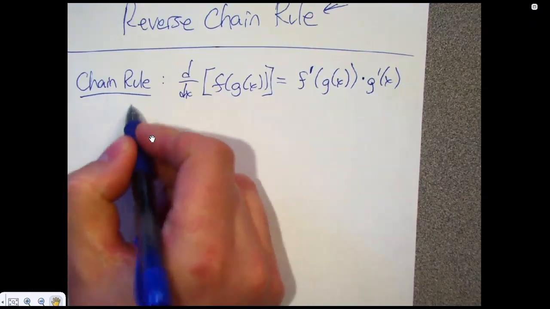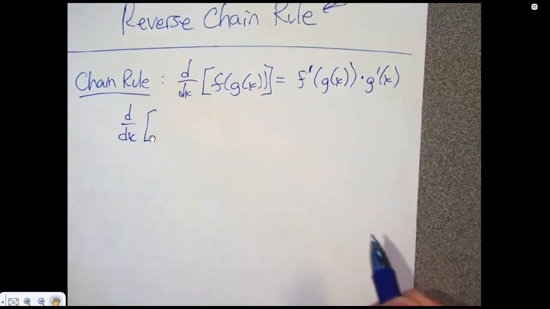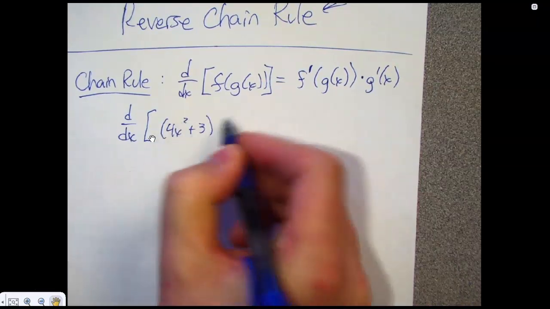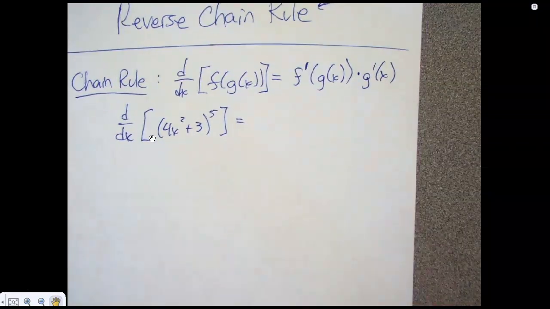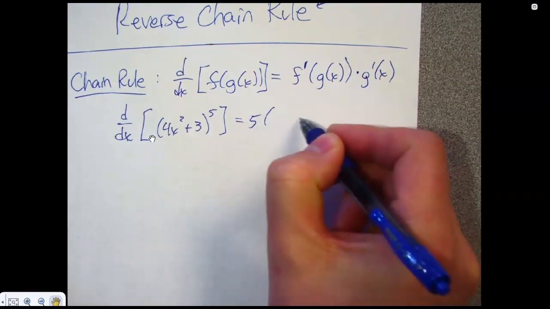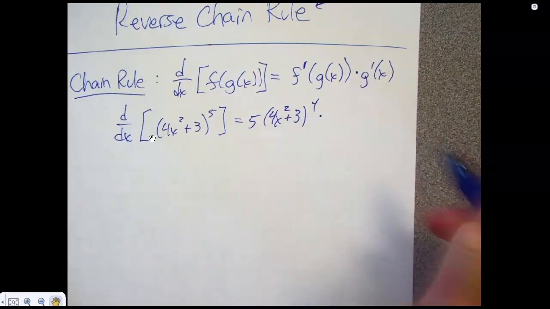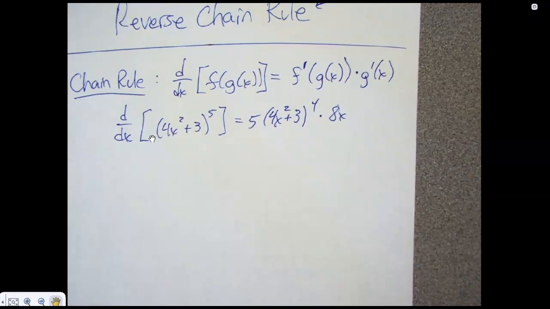Or an example with a problem: if I gave you, take the derivative of 4x squared plus 3 to the fifth, what's the big guy there? 5, right, to the fifth, so I'm going to take the derivative of that big guy, leave Mr. Packard alone, and then multiply by the derivative of Mr. Packard. That's chain rule, right? So we're going to reverse that.